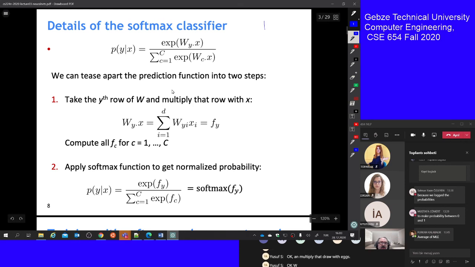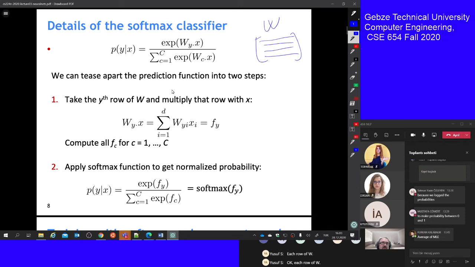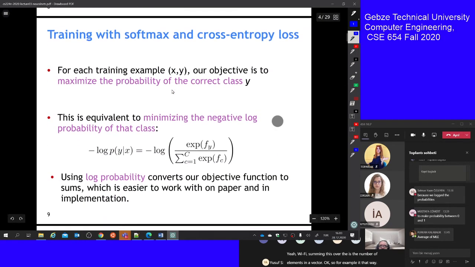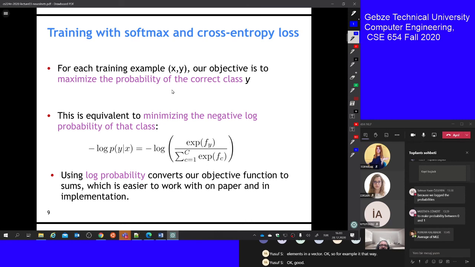W is one large matrix. Each row of W is responsible for class Y. I can do this calculation by multiplying Xi with Wy and summing this over. D is the number of elements in a vector. And softmax is applied that way. Okay, good. So how do I train with the softmax?